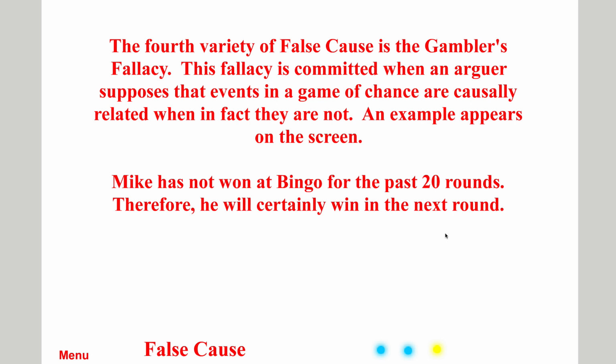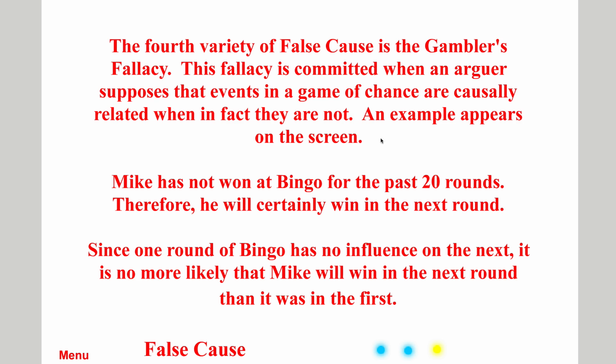The gambler's fallacy. It's my favorite one. This fallacy is committed when an arguer supposes that events in a game of chance are causally related when in fact they are not. An example appears on this screen. I've won at bingo for the past 20 rounds, therefore he will certainly win in the next round. Right? And if you've ever been to a casino, you know that people say, I'm due for a win. Right? Well, that's not the case.